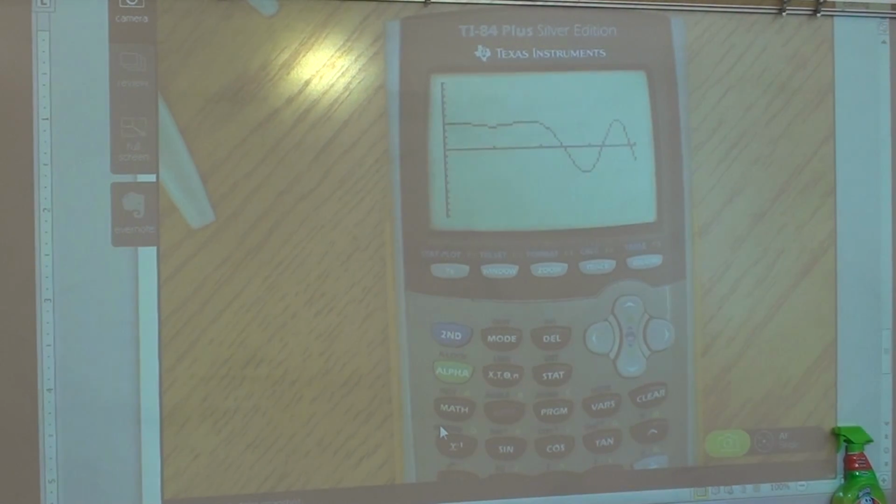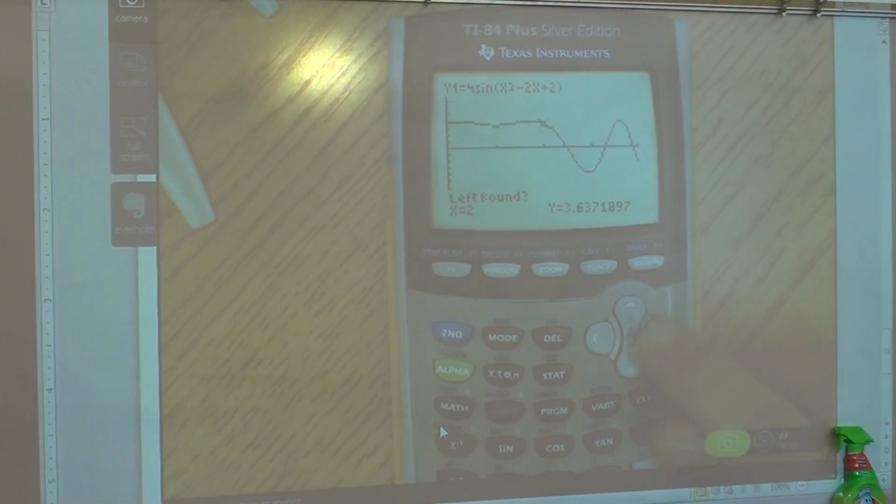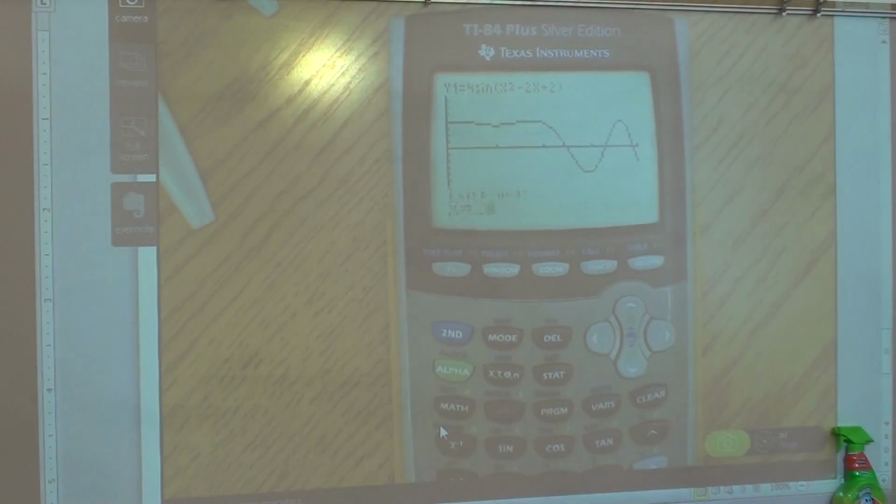Does anyone know how we find zeros? Calculate. Calculate, so we go second trace, gets us to our calc menu, and then we pick the 0. There are 3 zeros, and the calculator needs to be told which one to pick. If I know this 0 is between 2 and 3, my left bound, I can just hit the 2 and hit the 3 for my right, like hit 2 for left and 3 for right, and then just enter on guess, and it'll give it to me. Otherwise, you can also just move this little spider guy back and forth until he's to the left of your 0 and to the right of your 0.